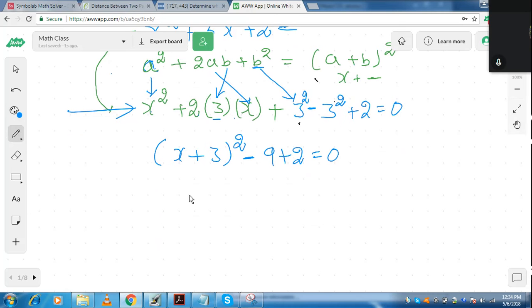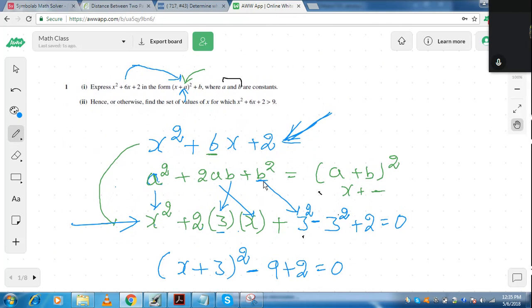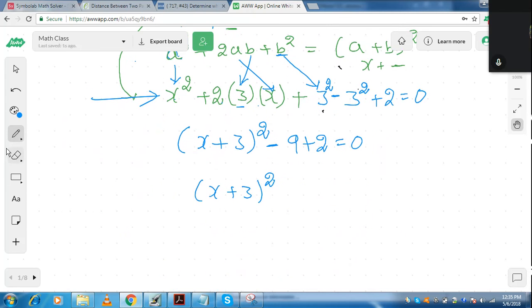Yeah. So this will be (x plus 3) whole square, (x plus 3) whole square. So what does the question say? (a plus b) whole square plus b, right? So (a plus b) whole square plus b, nothing but just simplify this. So you will get 7.